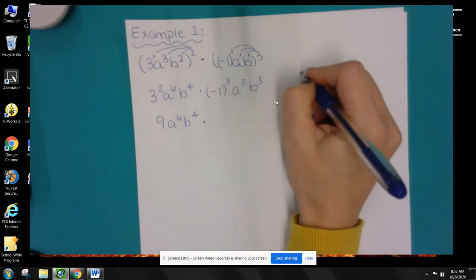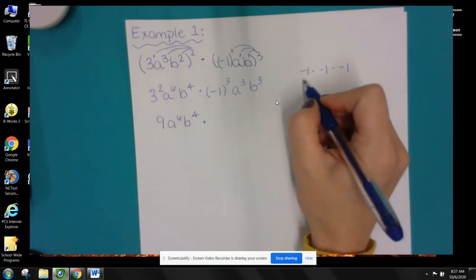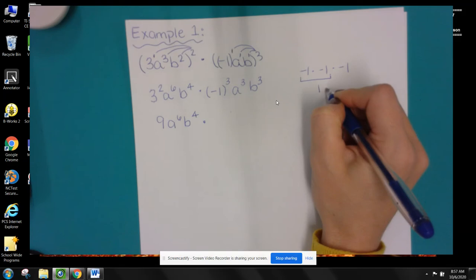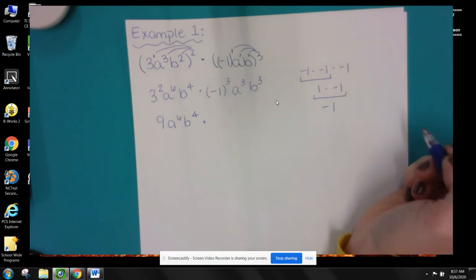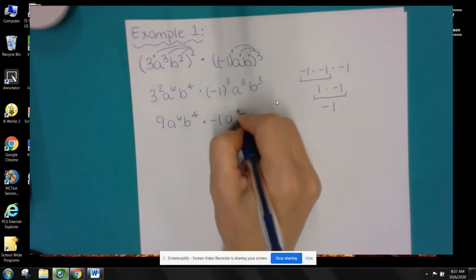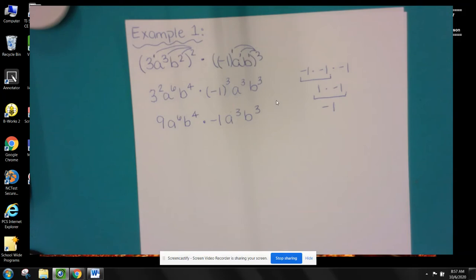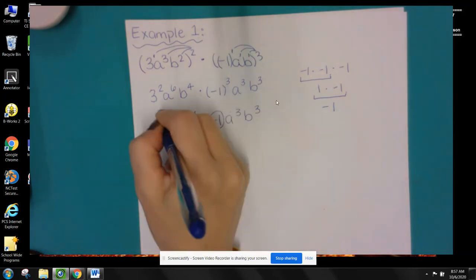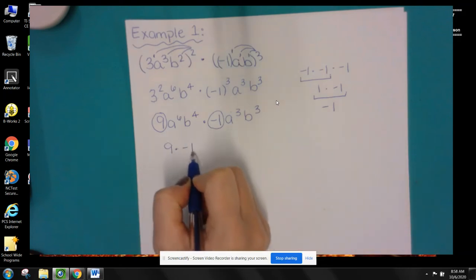-1 cubed. So that's -1 times -1 times -1. Well, -1 times -1 gives me +1, times -1 gives me -1. So this will be -1 a cubed b cubed. Now I can start putting things together. Coefficients get multiplied. So this is like 9 times -1.